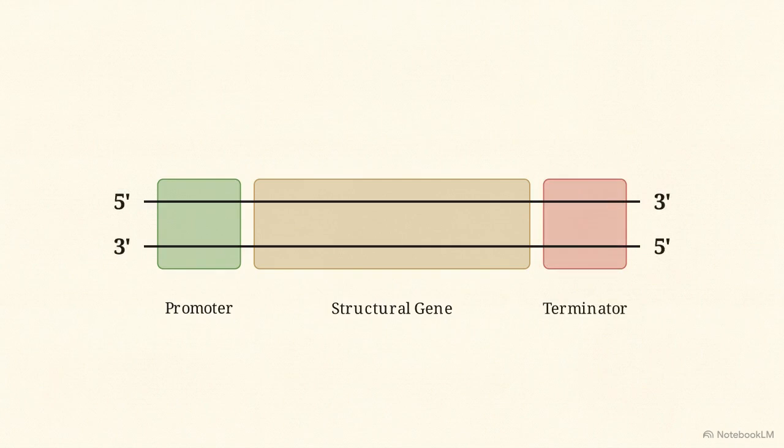Notice the physical orientation of these two DNA strands. They are anti-parallel, meaning they run in opposite polarities, one from 5' to 3' and the other from 3' to 5'. This geometry dictates the entire process because the enzyme doing the work, RNA polymerase, has a strict mechanical limitation. It can only catalyze polymerization in one continuous direction, 5' to 3'.